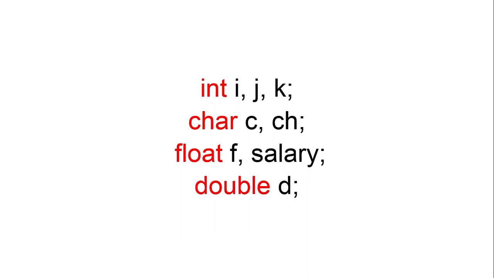And this is an example of variable declaration: int i comma j comma k. I can declare multiple variables at a time, which is a special thing. If you continue the declaration, you have to use a comma. If you end the declaration, you use the semicolon. So in int i, j, k, i, j, k are variables and int is the data type. Like this, we have character, float and double. These are the data types.